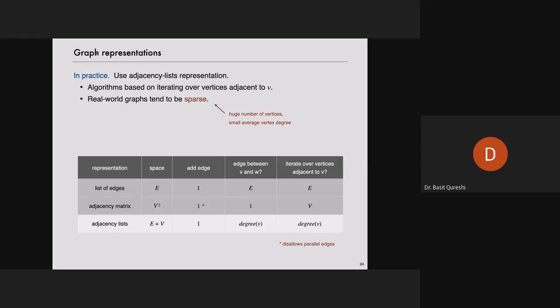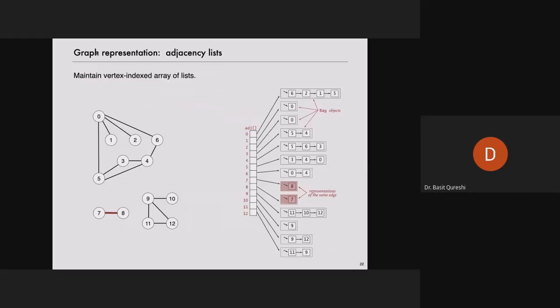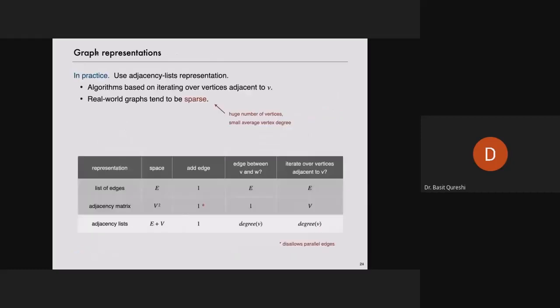Adjacency list is going to take E plus V. E is the total number of edges plus the number of vertices. So look here, all the edges are stored in the different linked lists, and we have an array which contains the vertices. So it's going to be V plus E. Okay, any questions here?